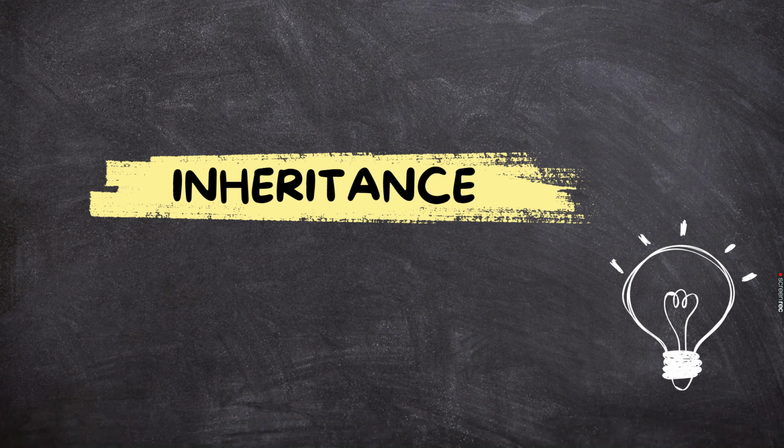We have two patterns in inheritance: single inheritance and hierarchical inheritance. If one subclass inherits from one parent class, it is single inheritance. If multiple subclasses inherit from a superclass, it is hierarchical inheritance.